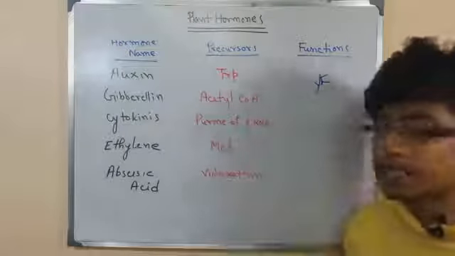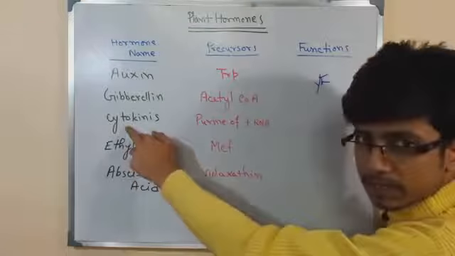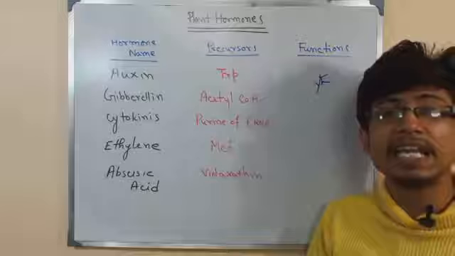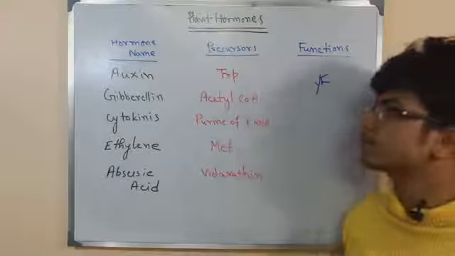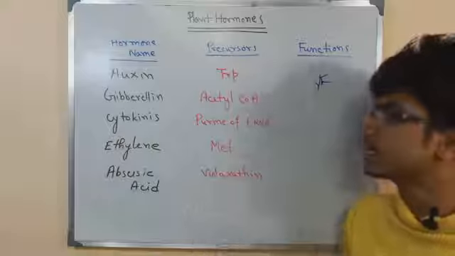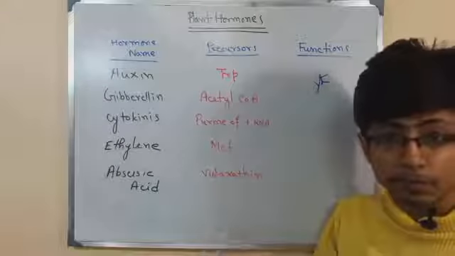Third is the cytokinins. As the term suggests, cyto means cells, obviously. Cytokinins help in the development and cell division in plants. Actually, auxin helps in elongation, deposition of carbohydrates, and elongation of the cell. Cytokinin helps in cell division.